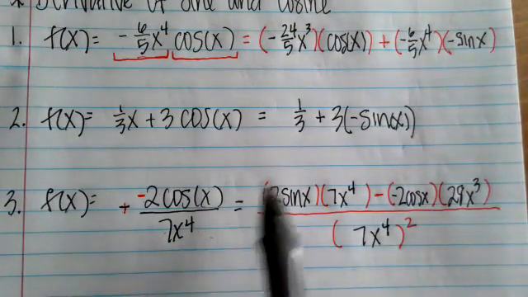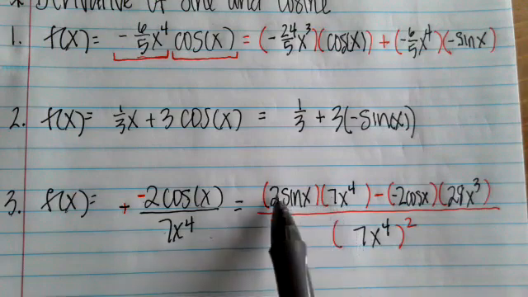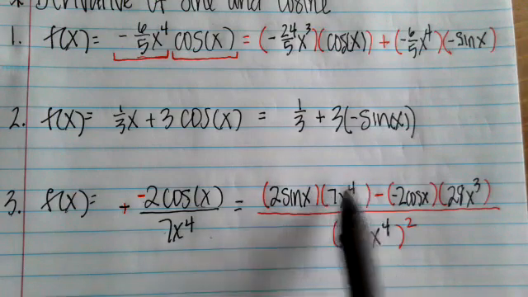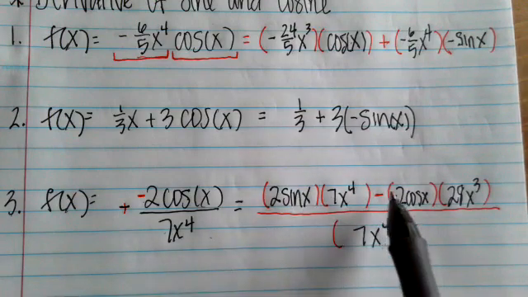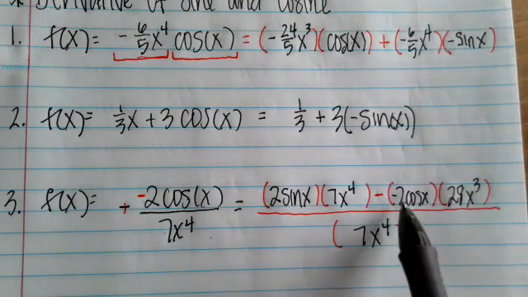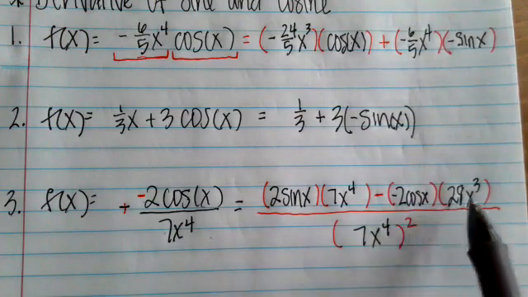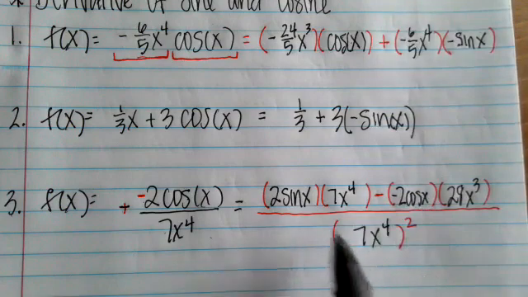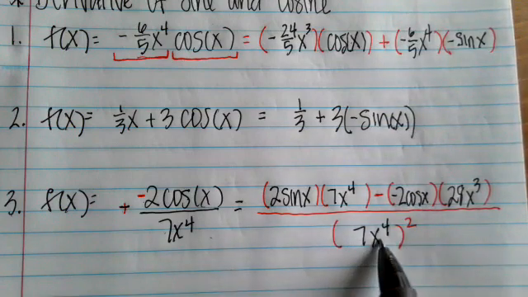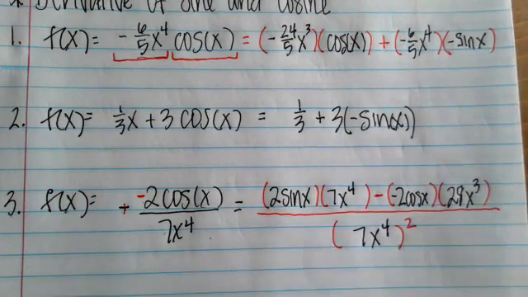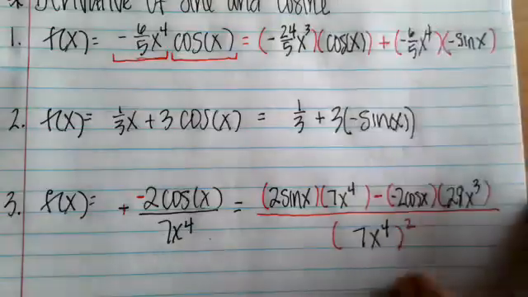And you're welcome to kind of multiply. This wouldn't be too bad. That would just be 14x to the 4th sine x. Negative times a negative is a plus. 2 times 28 is 56x cubed cosine x all over 49x to the 8th if you square that. So I mean, that one wouldn't be bad to simplify, but you don't really have to, so whatever you want.